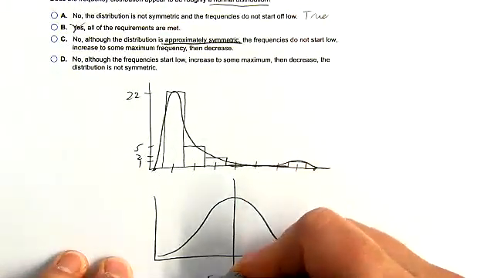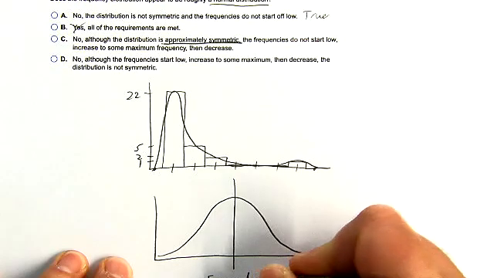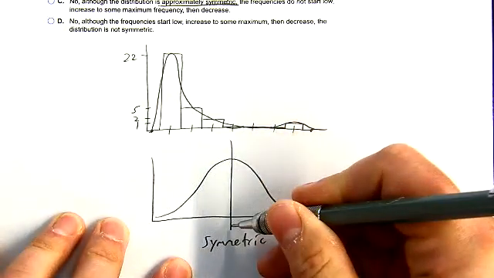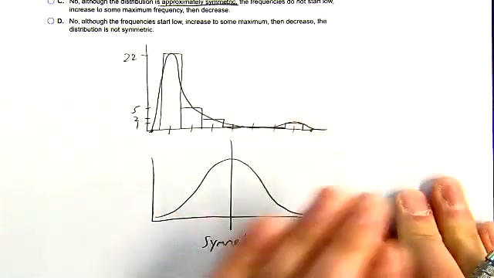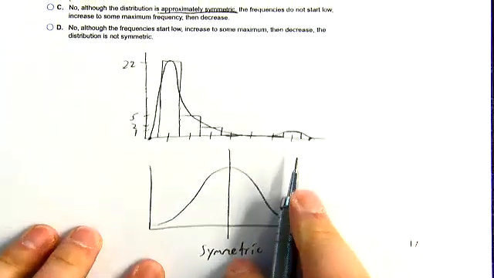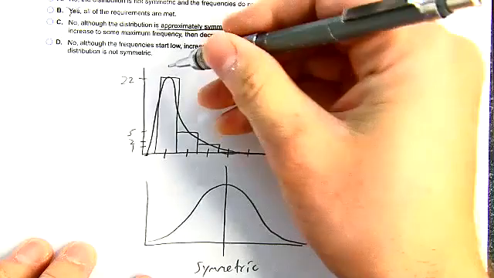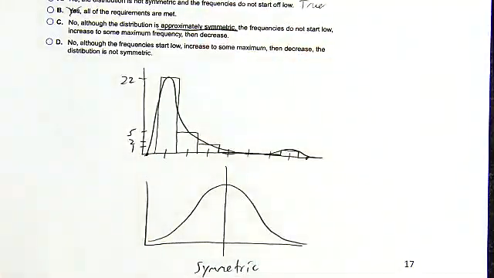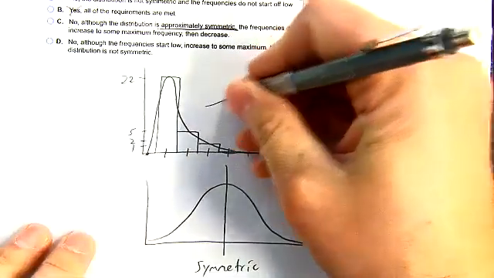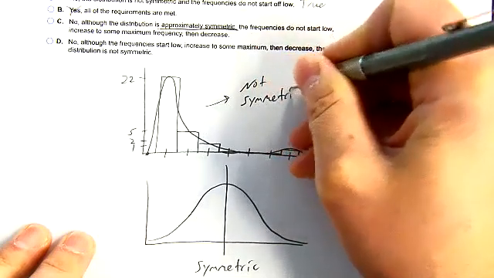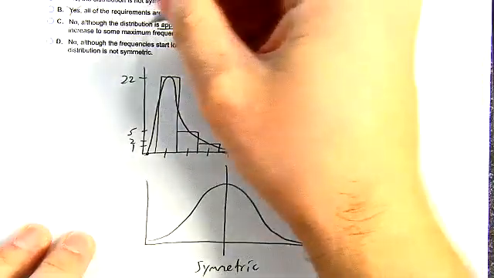Symmetry means if I draw a line down the center of something, one half is a mirror of the other half. Okay, that's symmetric. There's in no way I can get symmetry from this one. There's no way I can pick some center point and fold one half onto the other. So this one is definitely not symmetric. So when they say it's approximately symmetric, they are not correct.